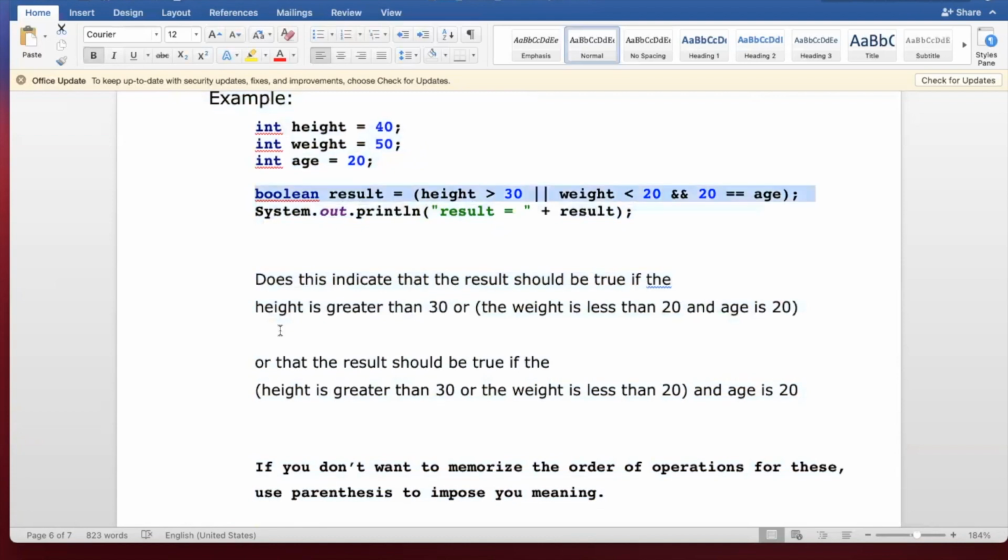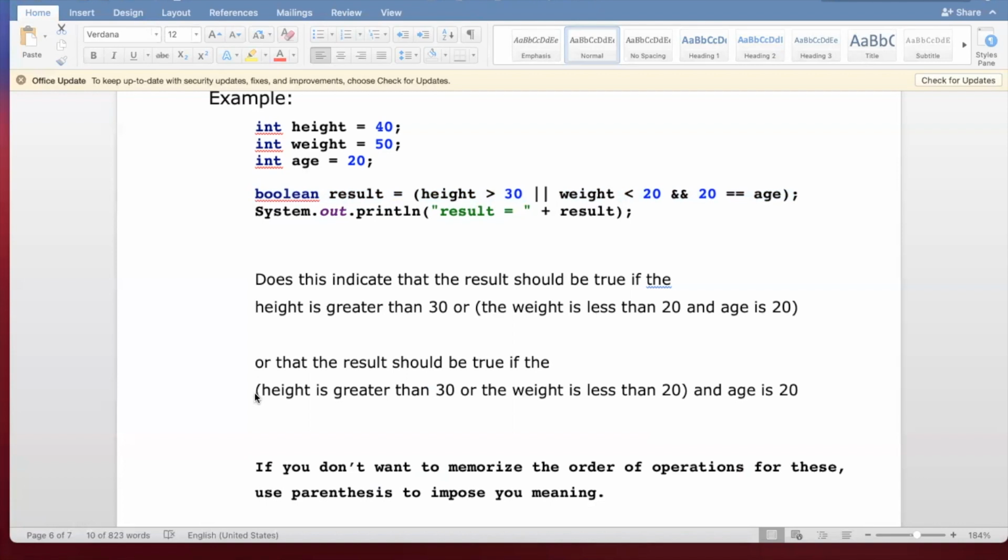In other words, looking at this expression, result equals height greater than 30 or weight less than 20 and 20 is equal to the age, it's unclear which sub-expressions will be evaluated first. Will it combine together things using the or operator, or will it combine together expressions using the and operator first? If your intention was to have the expression represent whether the height was greater than 30 or the weight was less than 20 and the age was 20, then you would use additional parentheses around that and operation to make sure that that is evaluated first before you combine it together with the height comparison.